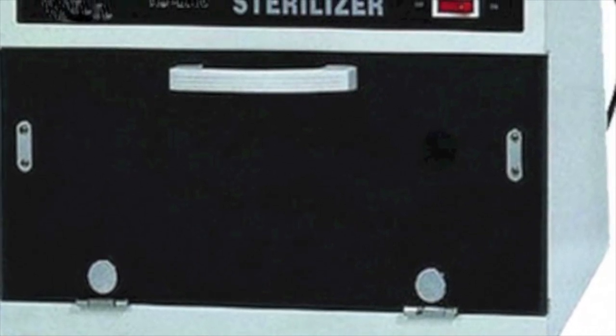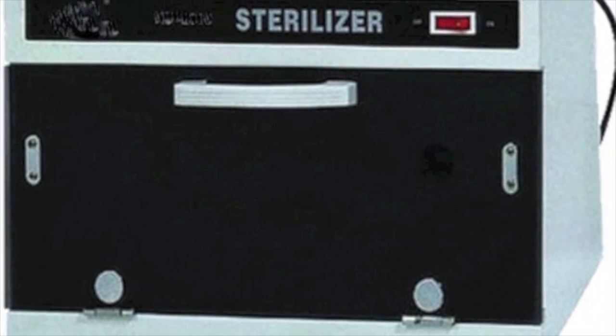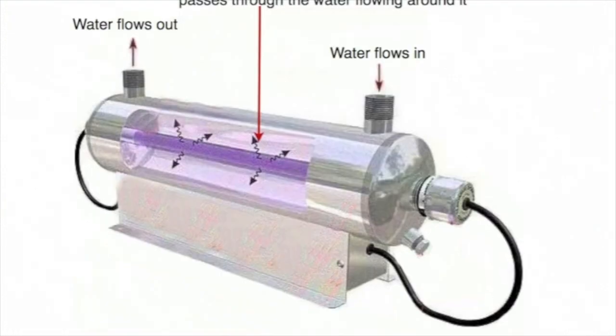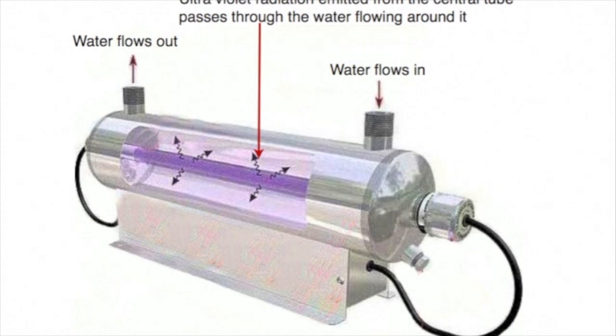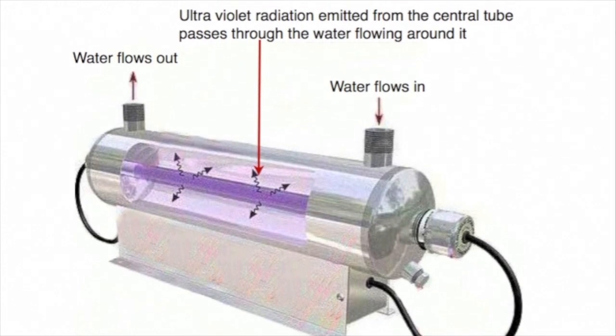We use UV as a sterilizer. For example, hairdressers often put their tools into a UV cabinet to sterilize, to kill all of the bacteria. And similarly, water can be sterilized by shining UV light through it, killing the bacteria within it.